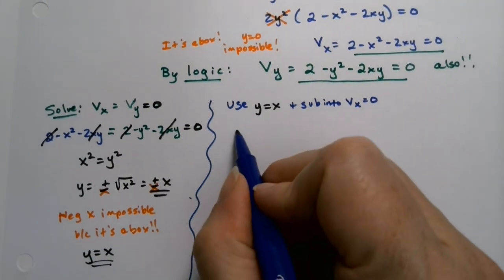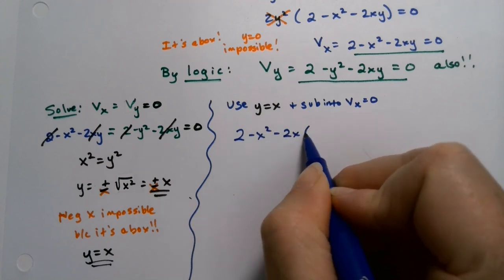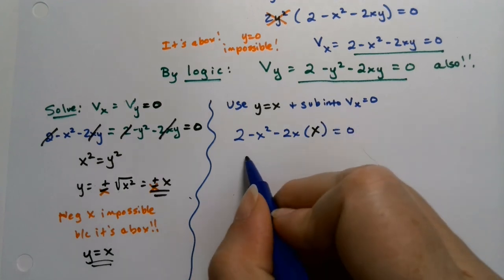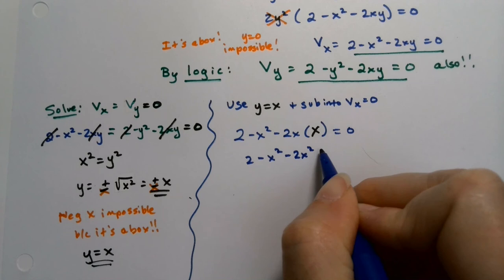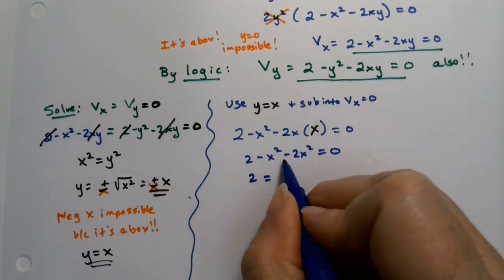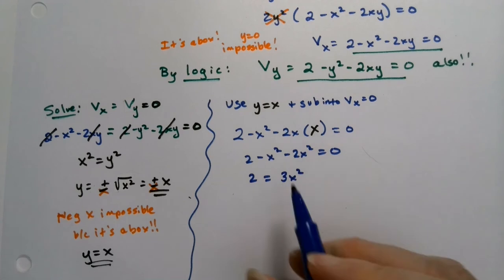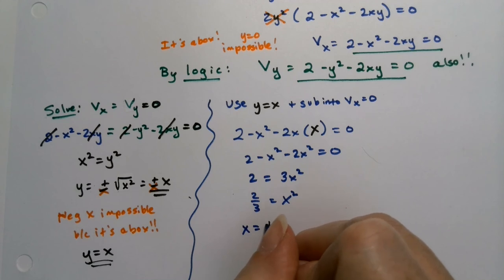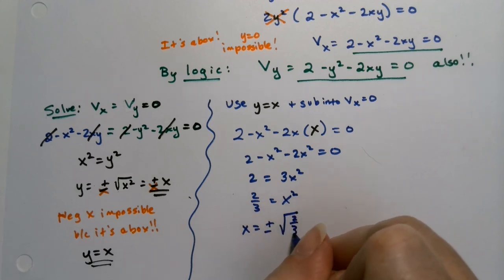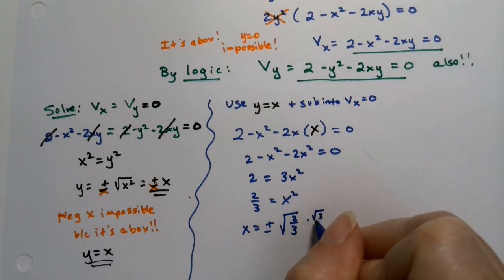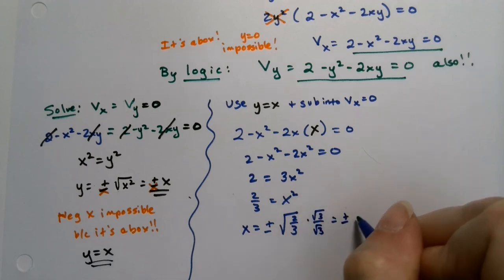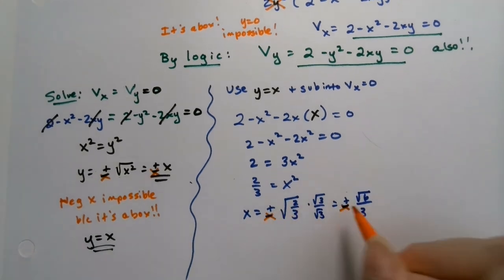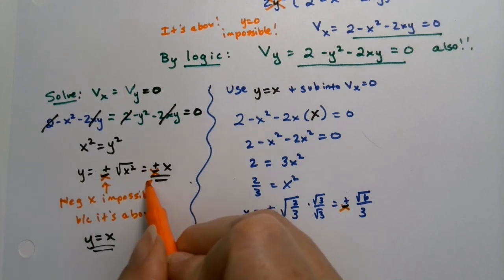So that means that 2 minus x squared minus 2x times x is equal to 0, which would mean 2 minus x squared minus 2x squared is equal to 0, which means 2 is equal to 3x squared. So 2/3 is equal to x squared. x is equal to, and again, it's plus or minus the square root of 2/3, which if you multiply both by the square root of 3 over the square root of 3 is plus or minus the square root of 6 over 3. However, again, it's a box. Can't have the negatives, right? So that's not even worth bothering about.